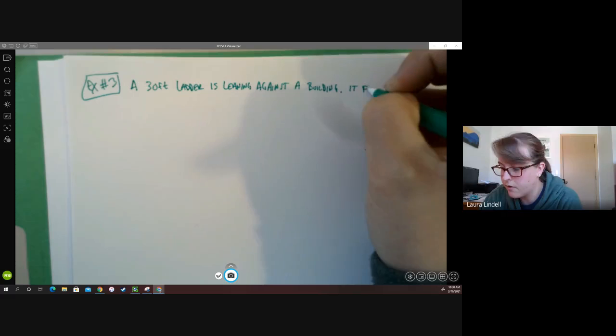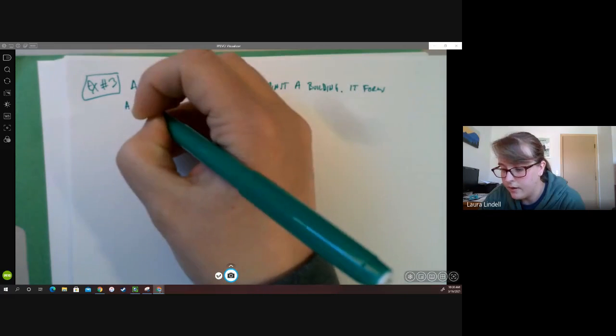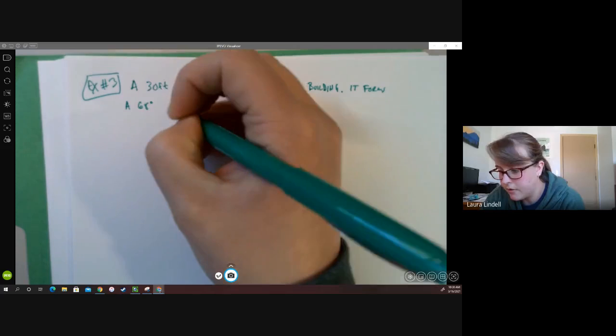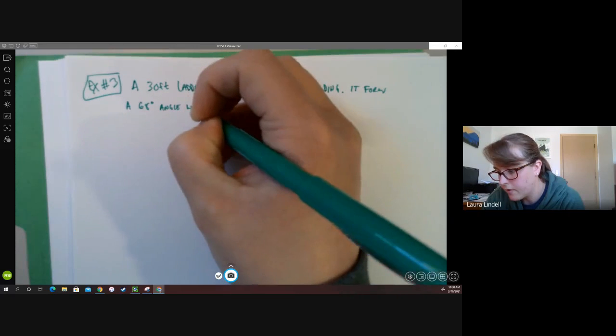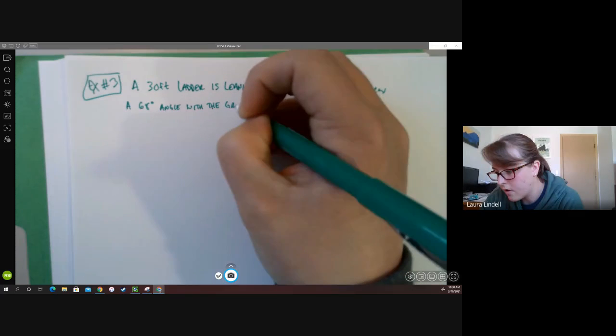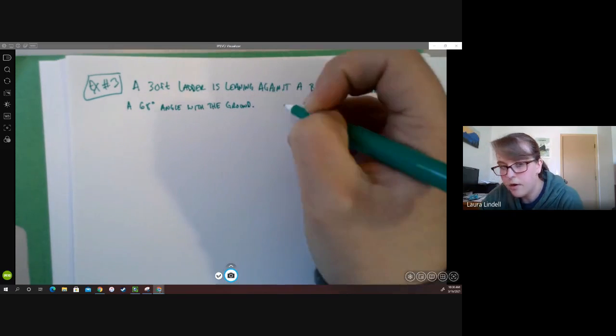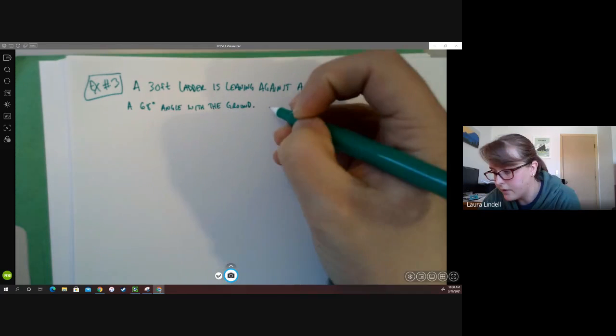It forms a 68-degree angle with the ground. How far up the building does the ladder reach?